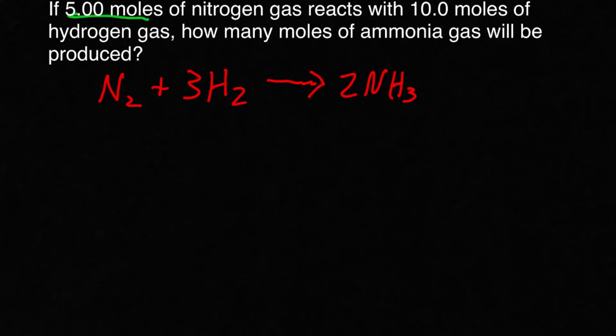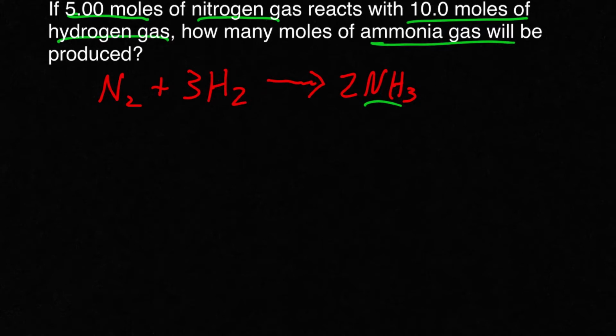If 5 moles of nitrogen gas reacts with 10 moles of hydrogen gas, how many moles of ammonia, that would be our NH3, will be produced? So what we have to do actually is solve this problem twice. We have to solve the problem once with the 5 moles of nitrogen and once with the 10 moles of hydrogen gas and see which amount of reactant is capable of producing less product. That will be our answer.